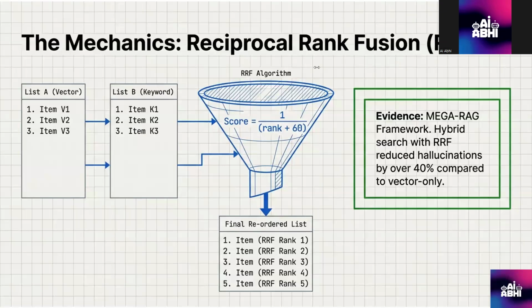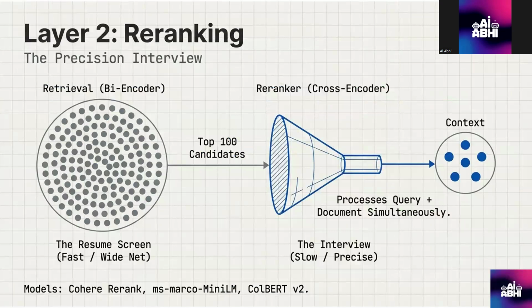So let's move on to the next topic: re-ranking. Hybrid search gets you better candidates, but even with hybrid search, the ranking isn't perfect. The top result might be the third most relevant, and the fifth result might actually be the best one. Re-ranking fixes this. It's a second stage that takes your top results and rescores them more carefully.